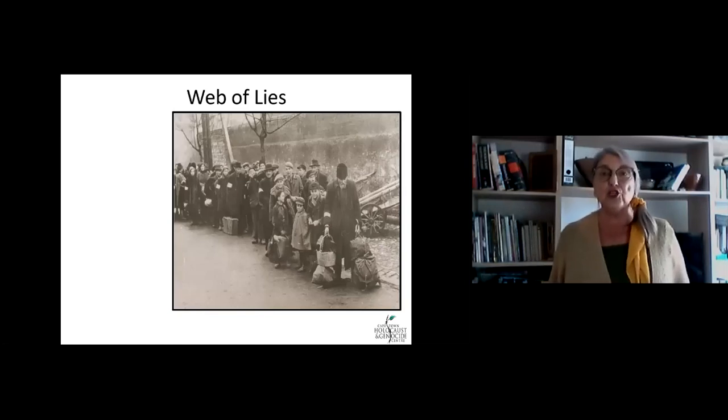And in this image, you can see people, note all of them are wearing the Jewish armband, the armband that has a Star of David to prove that they're Jewish. They don't look frightened. They look tired.